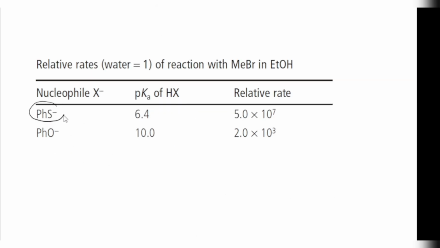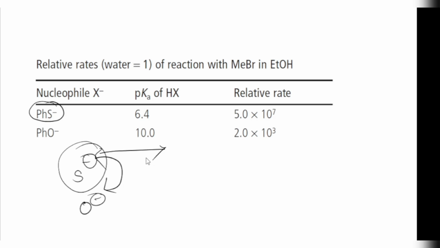Then the same thing we can observe over here. Here what is there? PhS minus. Here sulfur is there and here oxygen is there. Only that is the difference over here. Between the sulfur and oxygen, which one is the better donating group? That is the less electronegative and more electropositive one. That is sulfur. Sulfur is more nucleophilic. We can observe the relative rate is also more when sulfur is acting as a nucleophile.